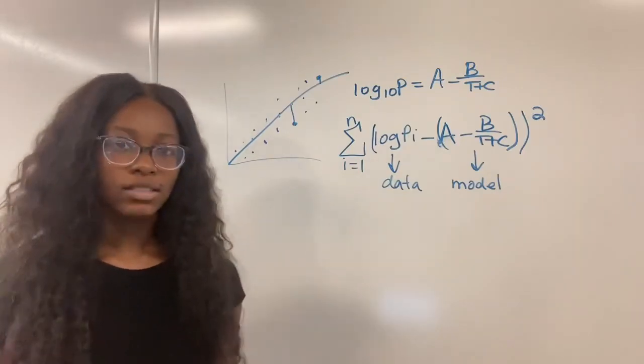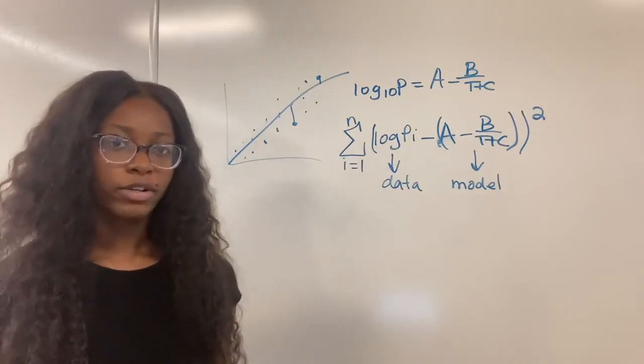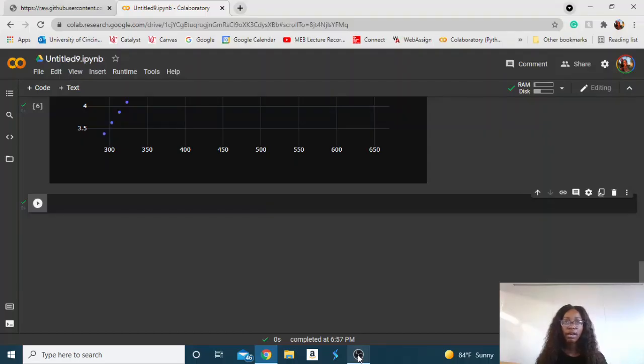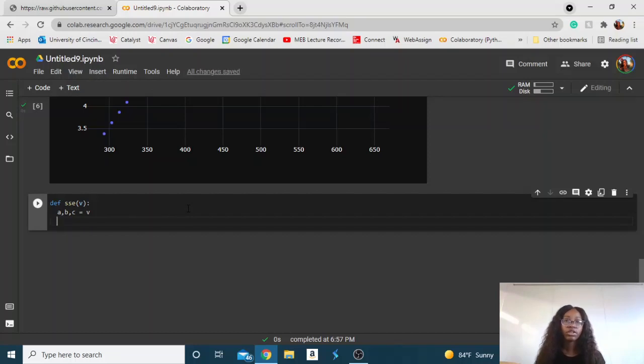We'll want to minimize this sum squared error by adjusting the model parameters A, B, and C. We need a function to minimize, which will calculate our sum squared error. So let's define our function. Define SSE, or sum squared error, which is going to take in a vector of our parameters A, B, and C, so we're going to call that vector V. Now we can unpack the vector into the individual parameters A, B, C, equal to V. And now we can return the sum squared error.